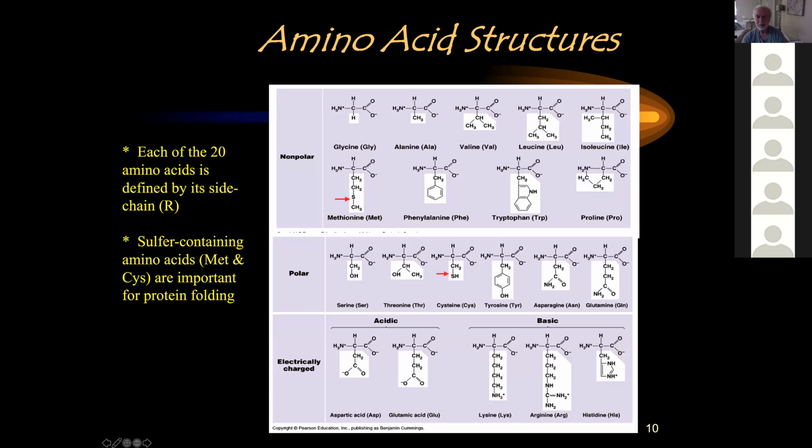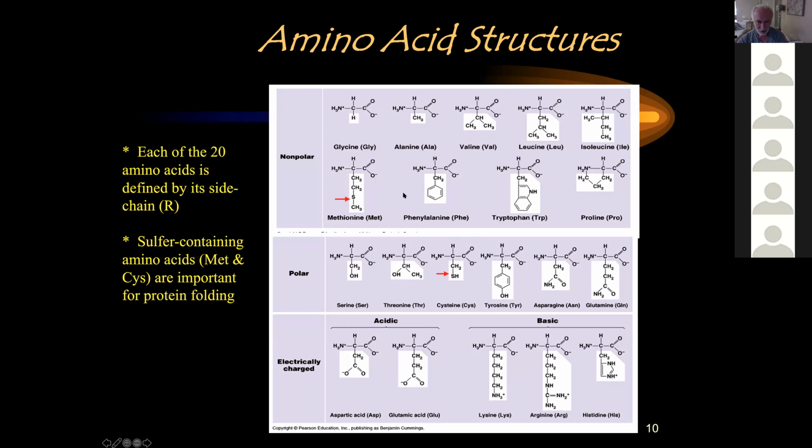Well, here they are. Proteins are composed of 20 amino acids, and each, as I said, is defined by its side chain. And what you'll notice is that among all the amino acids, they all have this same amine and carboxyl, and they differ only by what's in the white boxes, the side chains. And there are 20 of them.